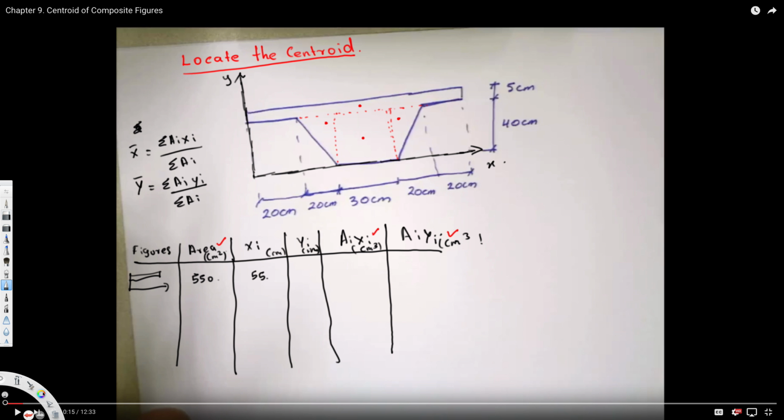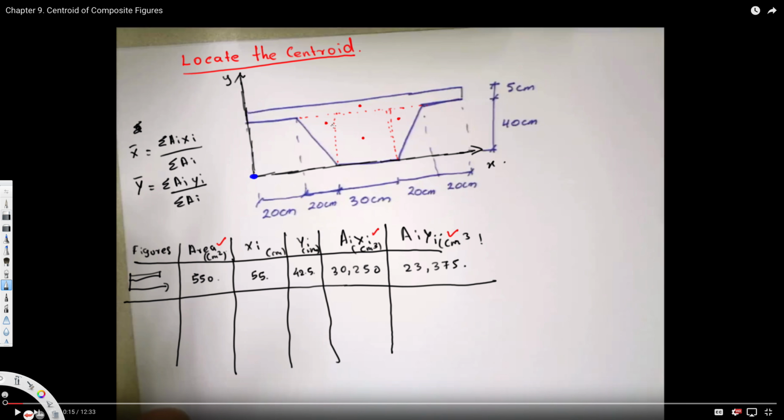Whatever points we are measuring, we have to measure from here. Since we are taking this point, what is the height from this, and what is the distance from this? That's how we calculate these things. This is 2.5 and this is 40, so it's going to be 42.5. Then if I multiply Ai and xi, I get 30,250, and Ai times yi gives us 23,375.